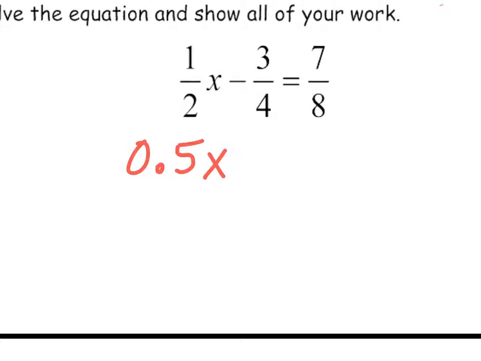So what we need to do is change the rest of these to decimals. I need you to fill in what would be here. So 3/4, negative 3/4, and 7/8, what would those be?